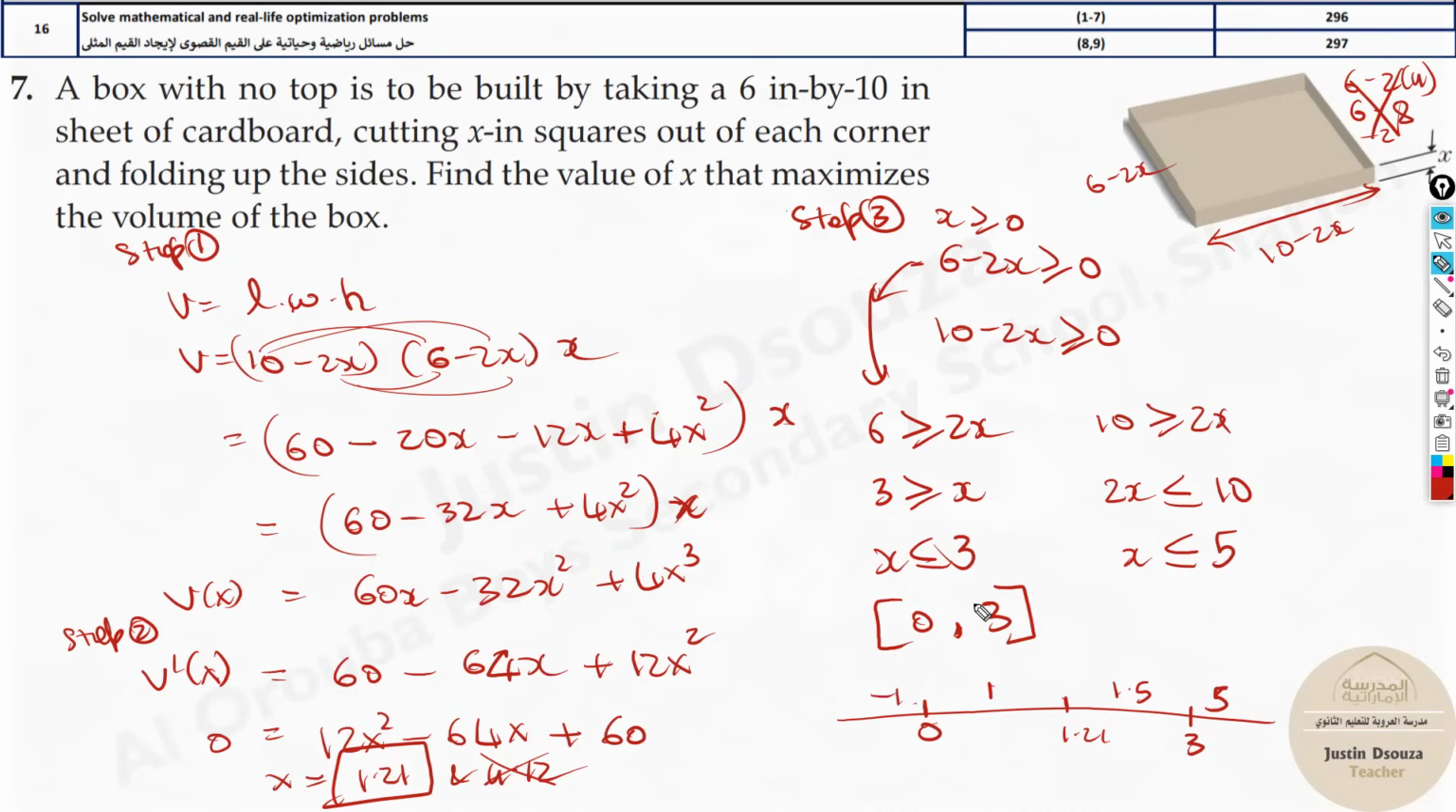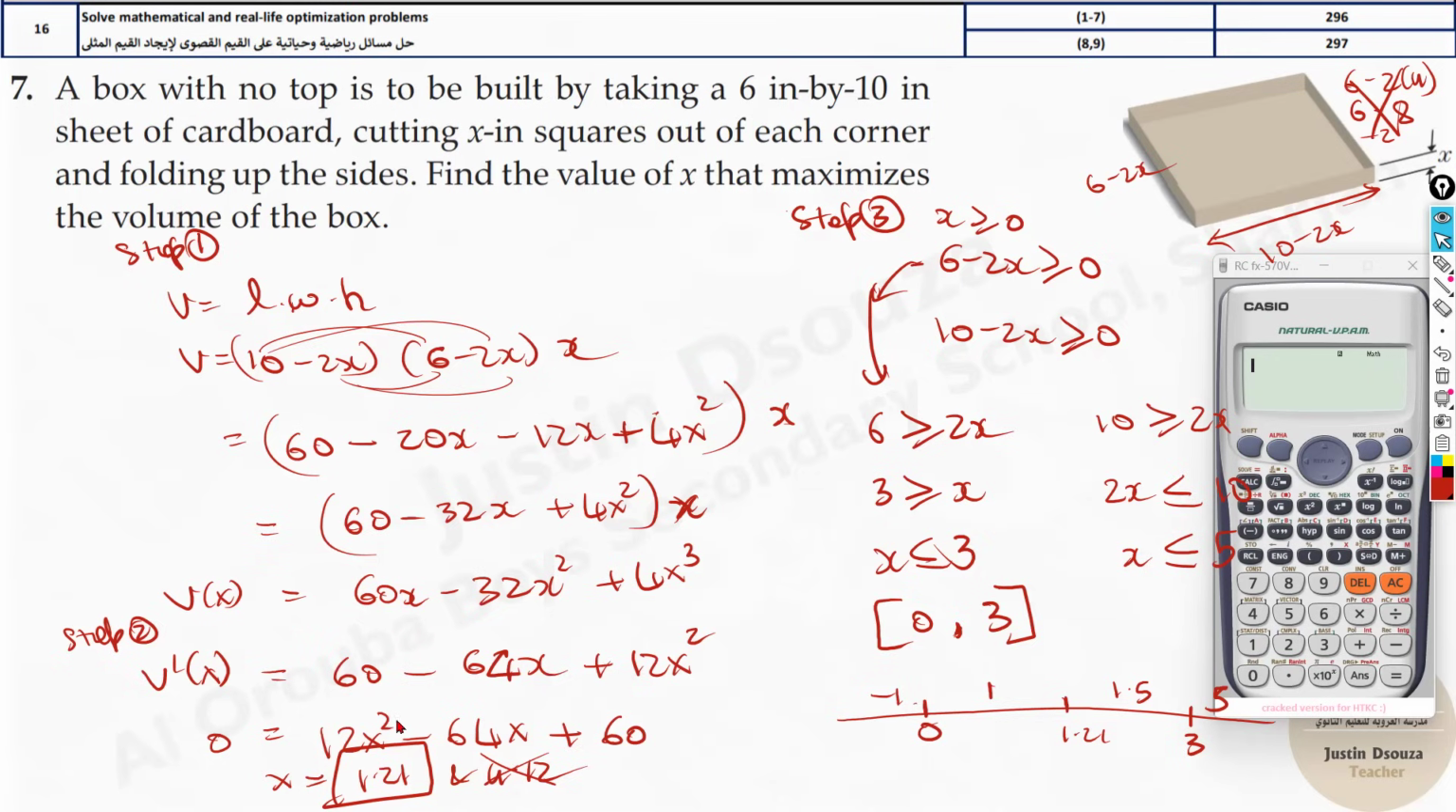Let me just use the calculator over here. I'll tell you an easy method when there are many critical numbers, many test values. In your calculator, type this equation as it is: 60 minus 64x plus 12x squared. Write that as it is. Now I've written y over here, sorry for that, it is x. Now what you do is just calc at this value -1. What is the answer? Positive.